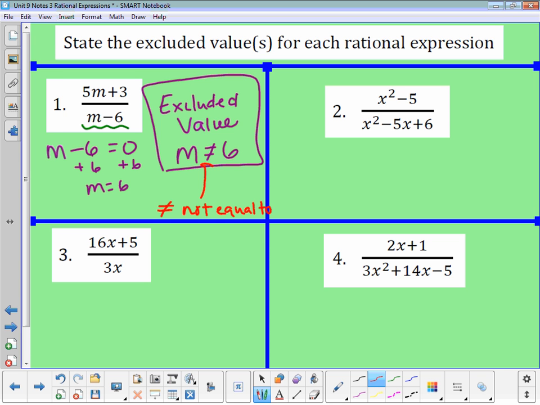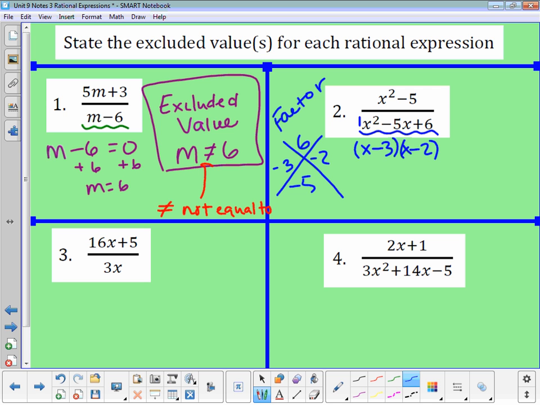So now I have to look at the denominator, and I need to figure out where that's equal to 0. Well, in this case, I have a trinomial, which means I need to factor. That's what I'm going to start with. So I'm going to set up the factor x. I have a positive 6 up here. I have a negative 5 down there. My values are negative 3 and negative 2. Now, since the a value is equal to 1, I know that this whole trinomial is just x minus 3 and x minus 2. So I'm going to set both of those equal to 0.